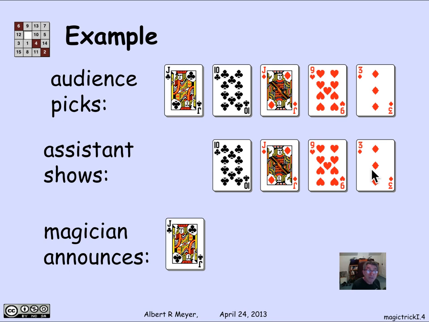But let's assume that there's no cheating going on. This is exactly as described, all that happens. The audience picks a random 5-card hand that the assistant and magician have no control over. The assistant shows the magician 4 cards, and there's no side channel communication. And purely from observing the 4 cards, the magician can figure out what the 5th card is. How can this possibly work?